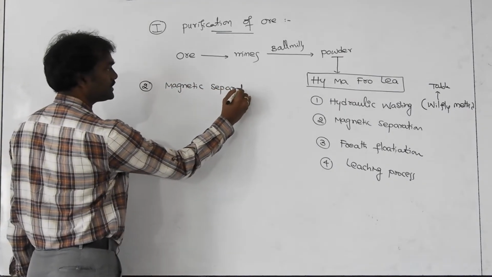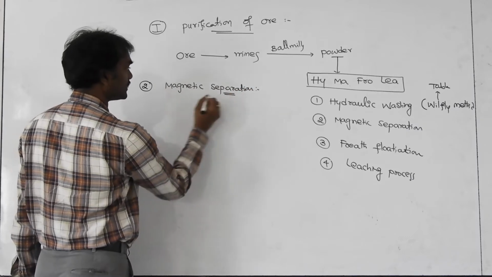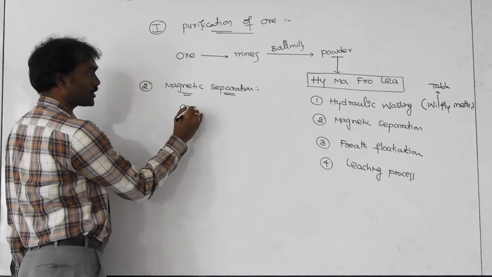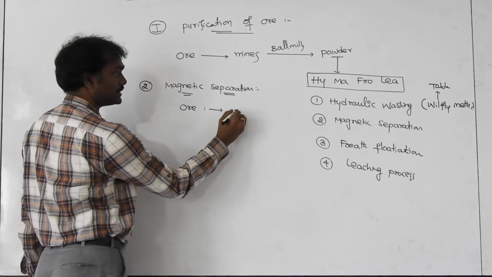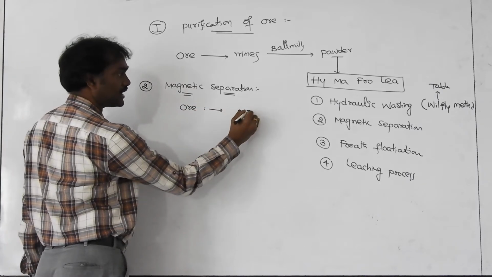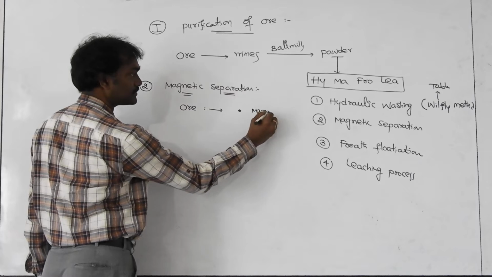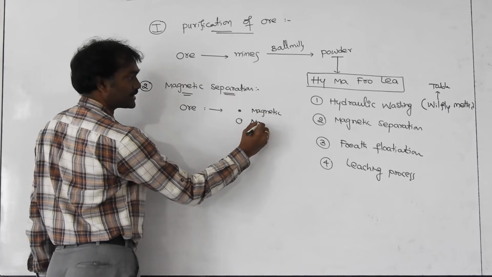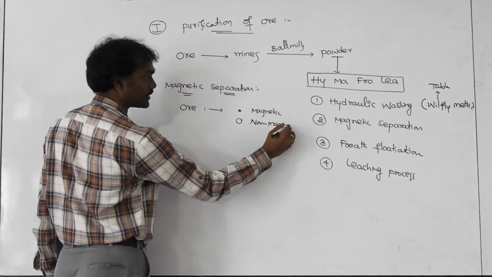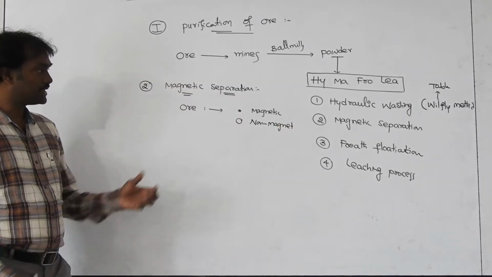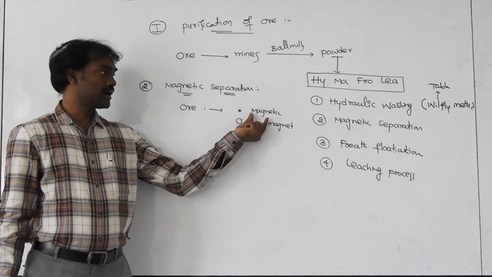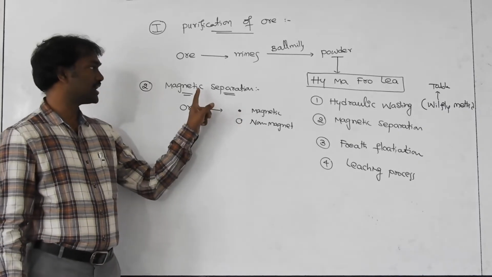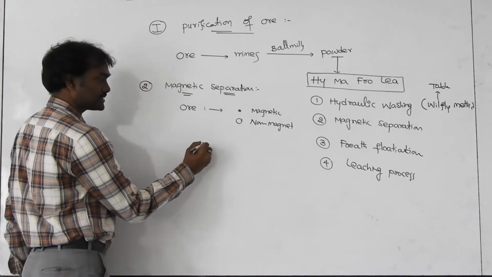In magnetic separation, if the ore contains, say, a dot, this dot you can feel has a magnetic nature. Next, the circle is a non-magnet. So if the ore contains a magnetic compound and a non-magnetic impurity, such compounds you can separate by magnetic separation.